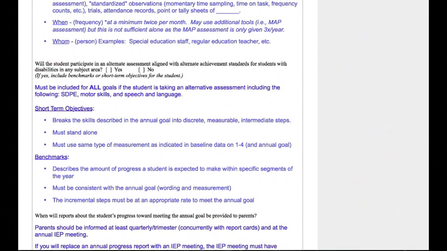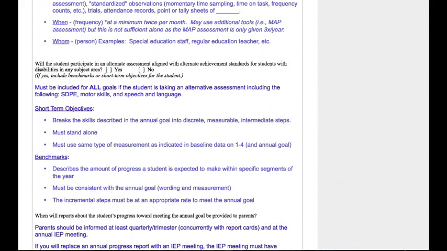These short-term objectives have to stand alone, and just like your annual goal, you want to make sure that the baseline data provided in the present level of performance directly aligns with the measurement or the degree to which you expect to see this behavior in the short-term objective. Benchmarks are about breaking the annual goal down into specific segments.